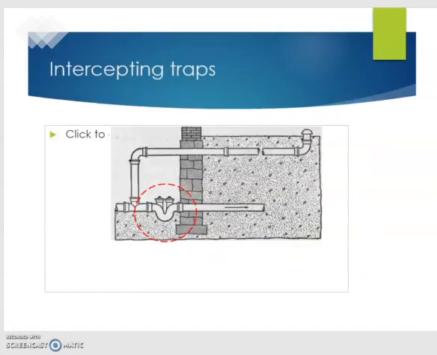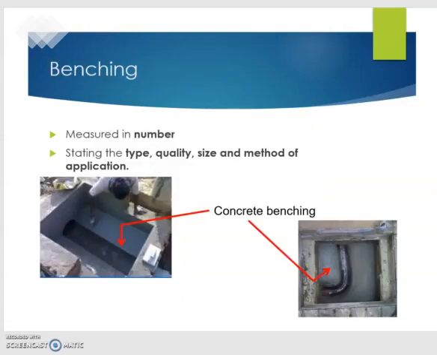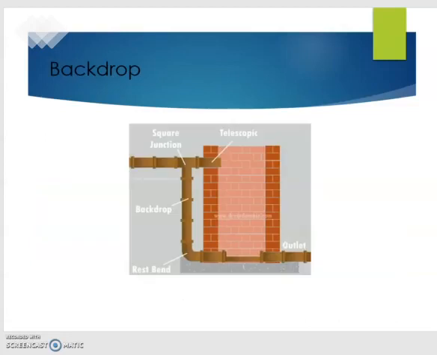Okay, this is the intercepting traps. Okay, so as highlighted in red, this is the intercepting trap, so it will be measured in number. Okay, this is a backdrop. Normally you describe it in number.